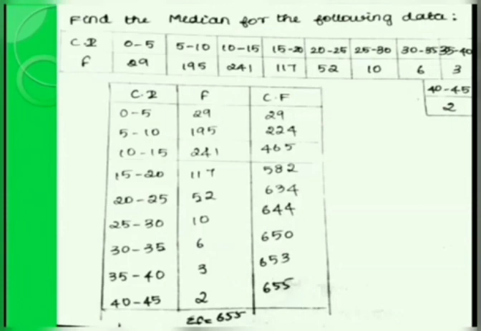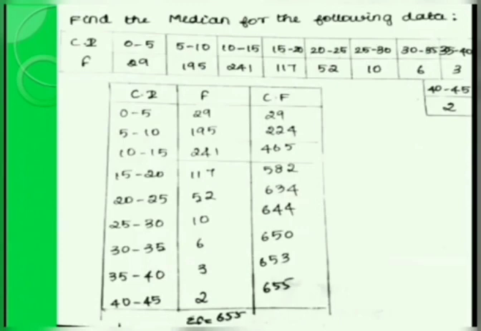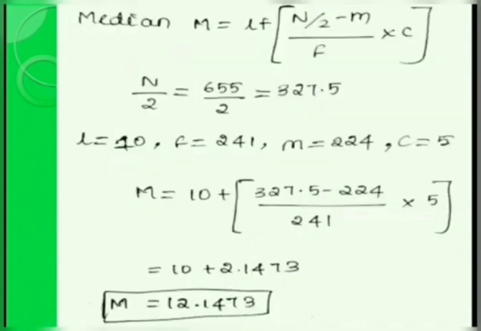So we take 465 as the value exceeding 327.5. For this 465, you have to take the corresponding class interval and frequency. Here the corresponding class interval is 10 to 15 and the frequency is 241. So our lower limit of the class interval is 10, because it is 10 to 15, and frequency is 241. You have to take the cumulative frequency before the median class, which is 224. So you take your small m as 224.